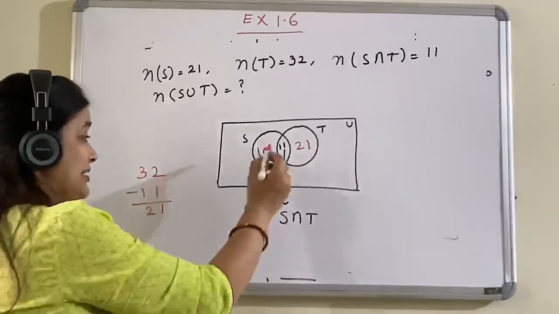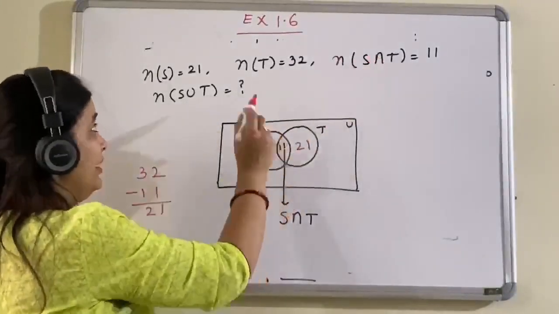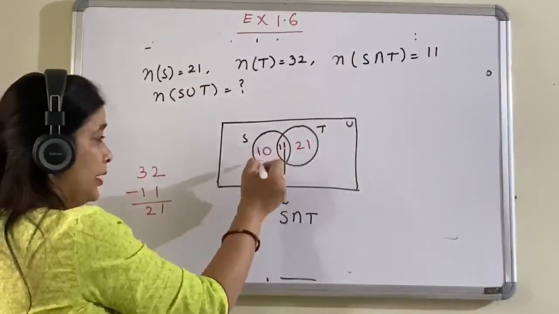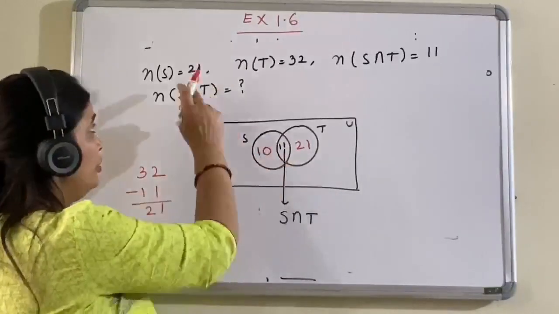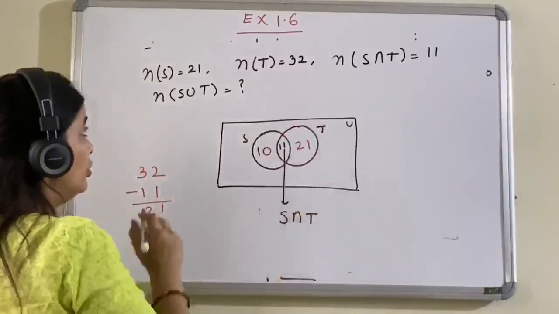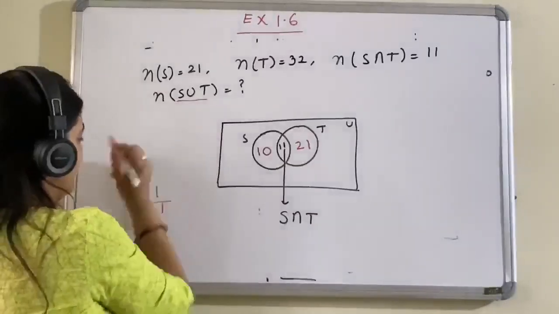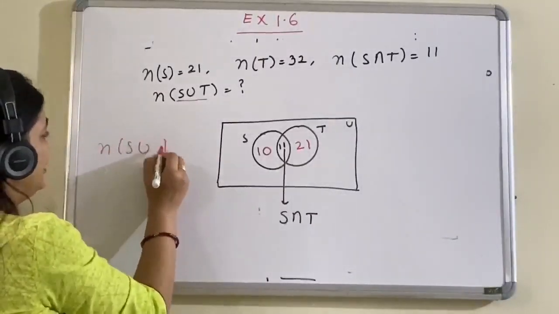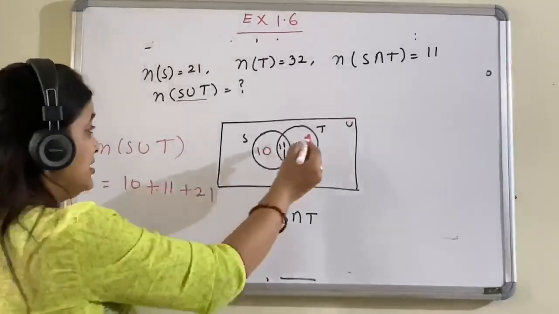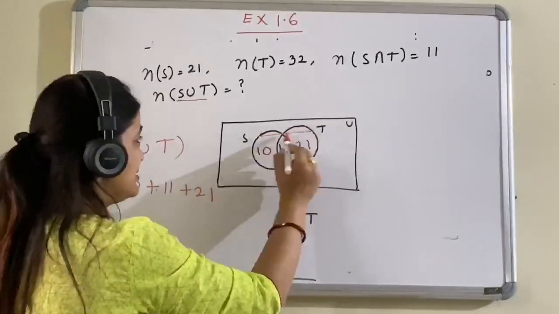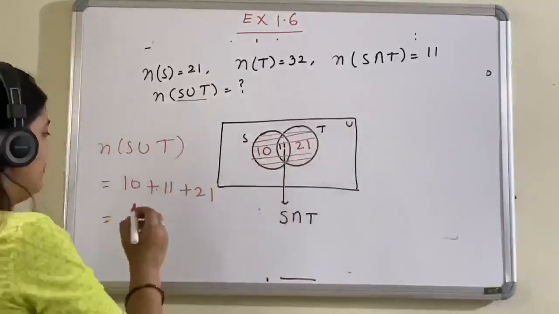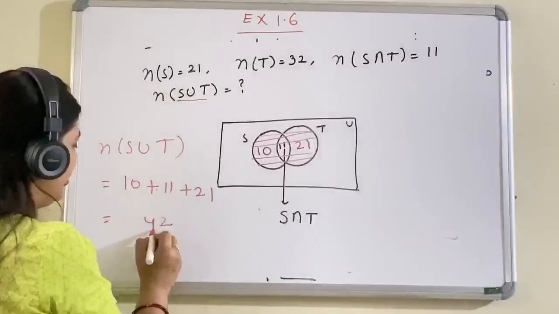So in S intersection T, it is 11. In n of S, there is 21, 11 is already here, we write 10 here. So the complete number of elements in S is 21, and the complete elements in T is 32. So what should be S union T? Number of S union T is equal to 10 plus 11 plus 21, because this whole region represents S union T. So we can add all the elements: 10 plus 11 plus 21 will be 42. Answer.